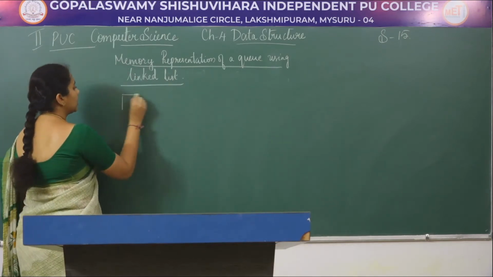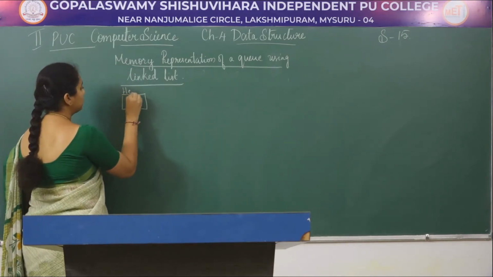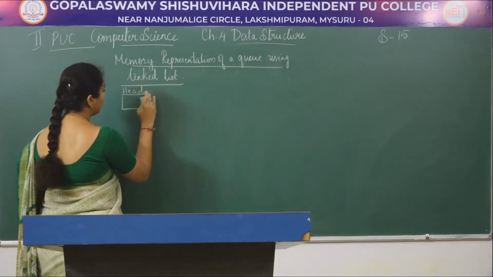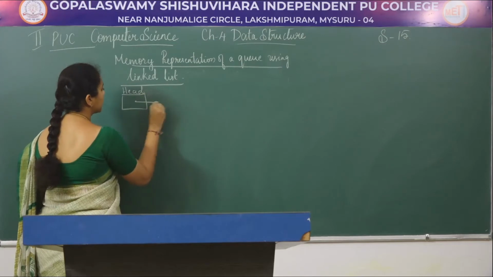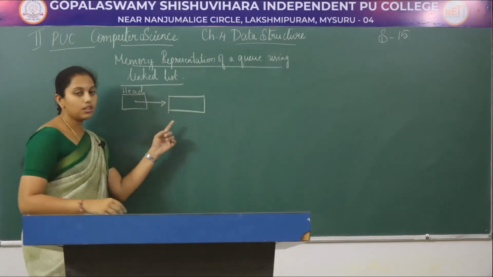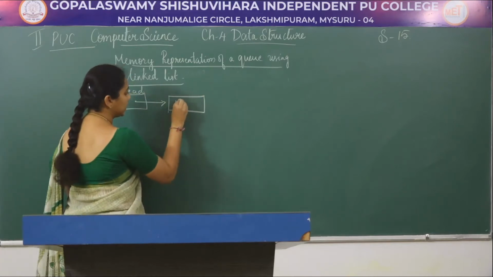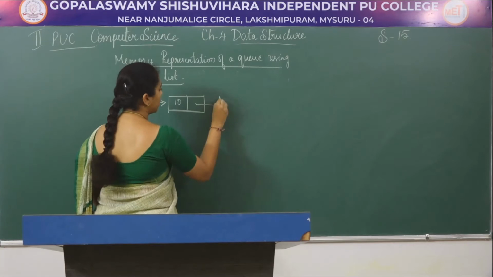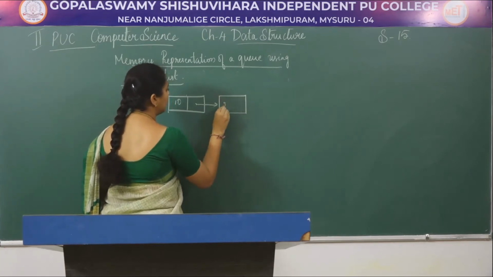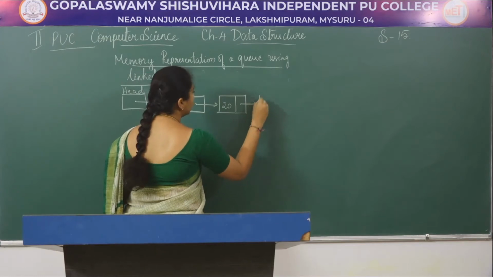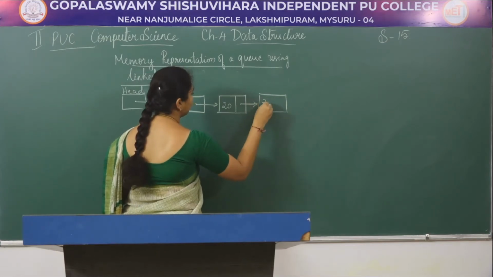So see here, this is the head pointer which contains the address of the first node of the linked list, and this first node contains the address of the next node, and this node contains the address of the last node.